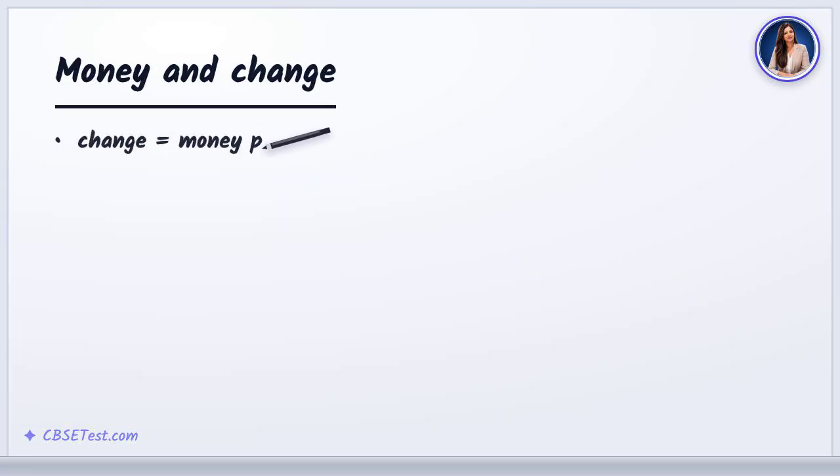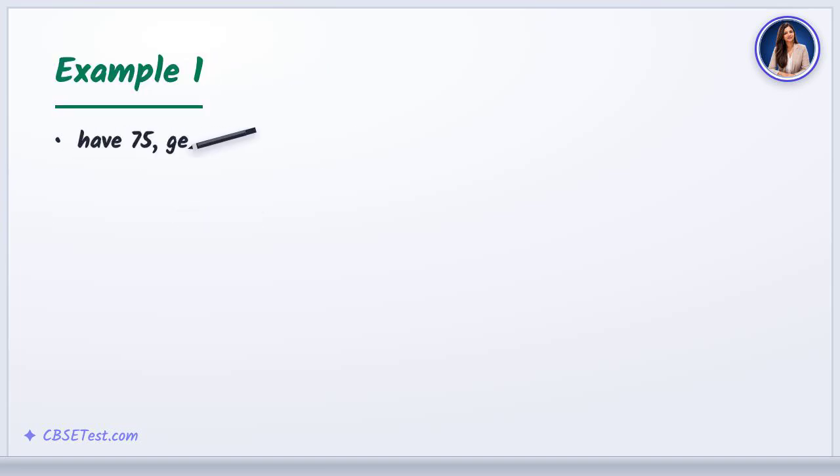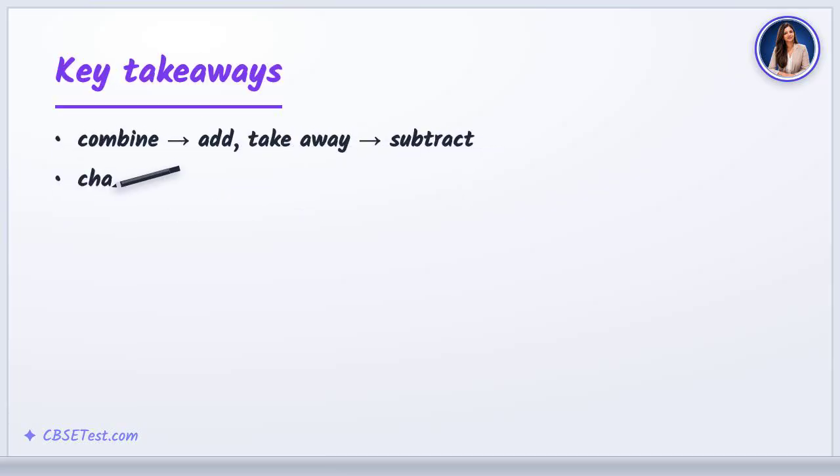When you buy something, the change is the money you paid minus the cost. Always count your change to be sure. If you have 75 rupees and get 50 more, that's 125. After spending 40, 85 remain. To recap, add to combine, subtract to take away, change is paid minus cost, and always check by counting.